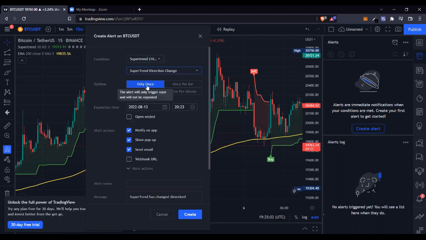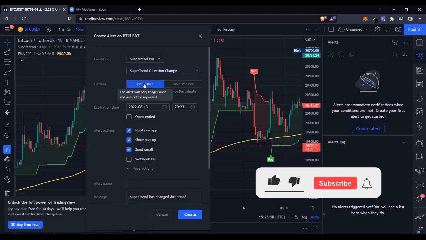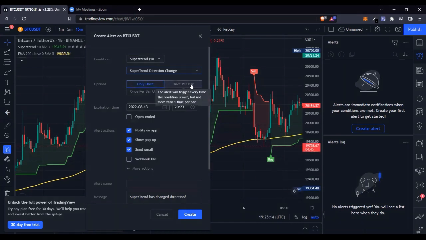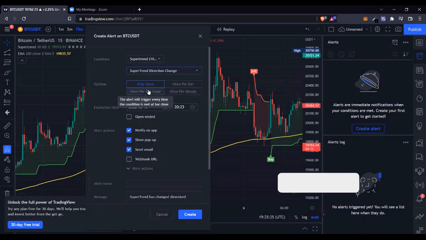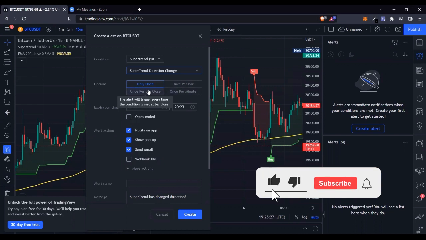And then here, you want to do it once. If I hover over it, you see that the alert will only trigger once and will not be repeated. Then you have once per bar. This alert will trigger every time the condition is met, but not more than once per bar. Then you have once per bar close, which will trigger every time the condition is met at bar close.